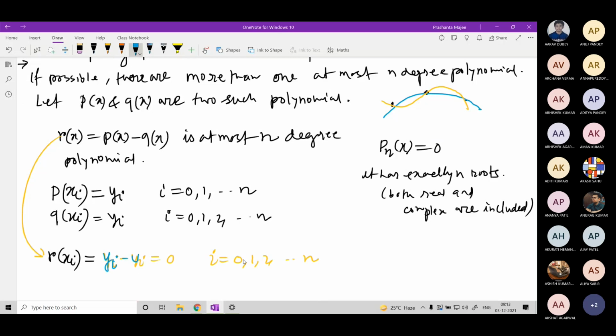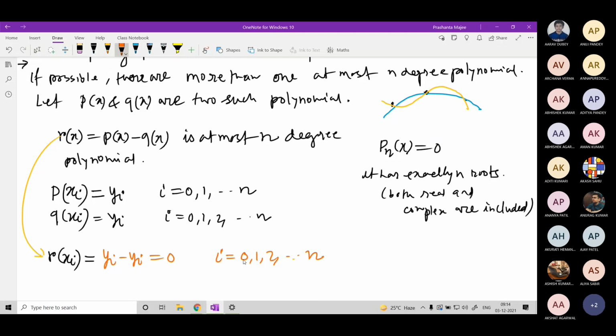Yi minus yi equals 0, for i equals 0, 1, 2 up to n. So how many roots does the equation have? Count properly. n plus 1. R of x has exactly how many roots?